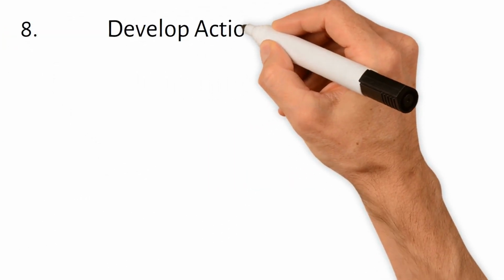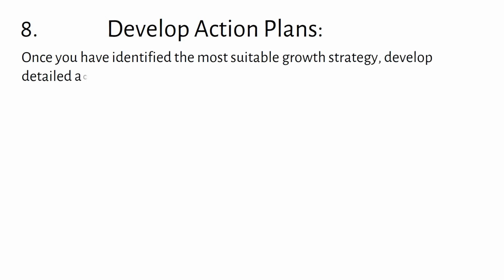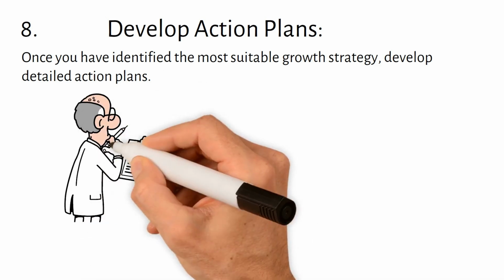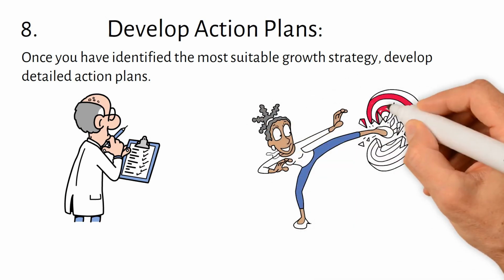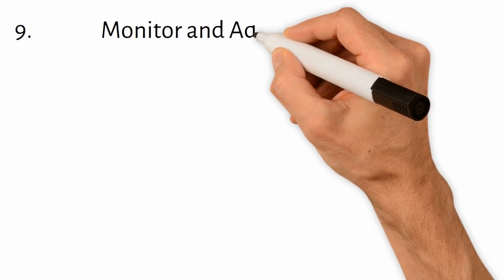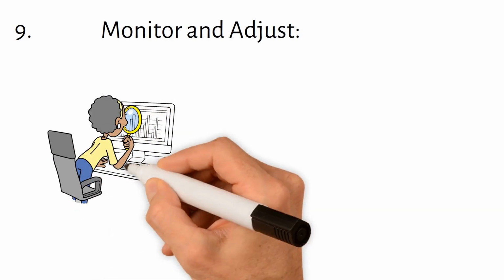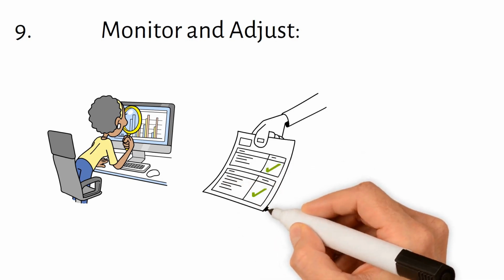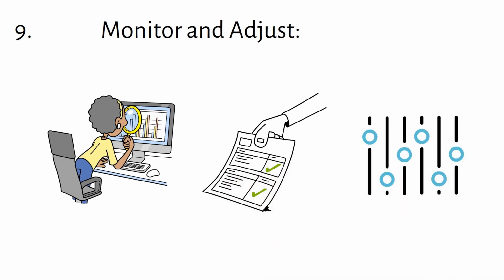8. Develop action plans. Once you have identified the most suitable growth strategy, develop detailed action plans. Outline the steps, timelines, and resources required for implementation. Also establish key performance indicators, KPIs, to measure the success of your growth initiatives. 9. Monitor and adjust. Regularly monitor the progress of your growth strategies. Collect feedback and data to assess the effectiveness of your initiatives. Be prepared to adjust your strategies based on market changes and evolving business conditions.